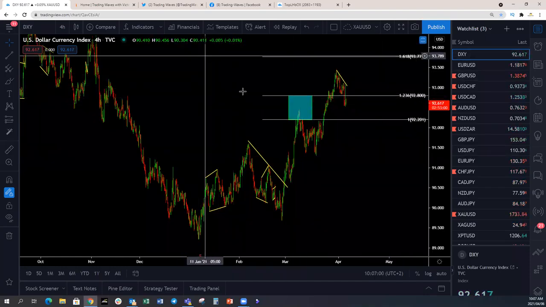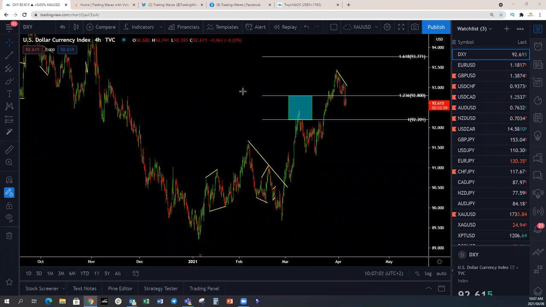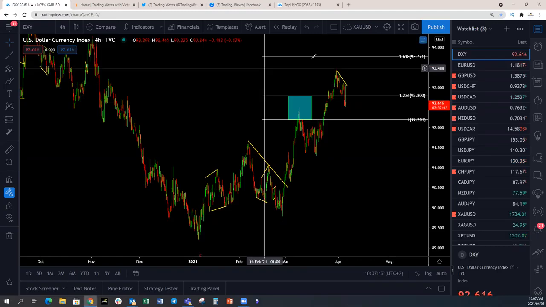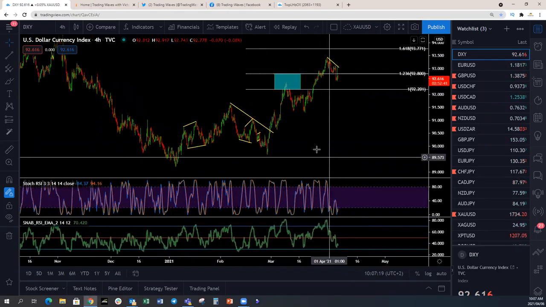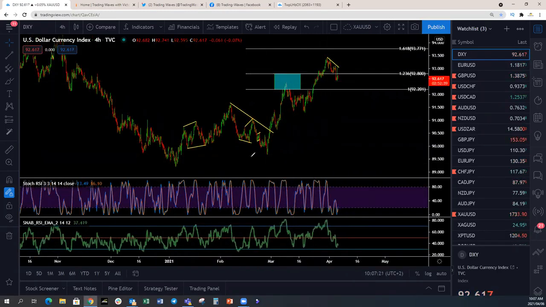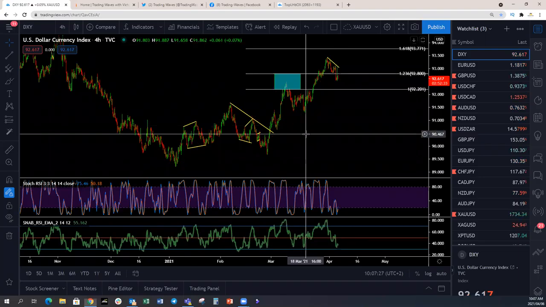Start with the DXY. Let's get the annotation tool here. So the DXY, we are still looking at these 3 waves here. This is still a valid WXY structure. Can we start seeing a move to the downside here? Let's look at the stochastic and the RSI here. Check what we've got. The 4 hour is not giving us a setup. Okay, but we have dipped below 50. Right, let's look at the daily.